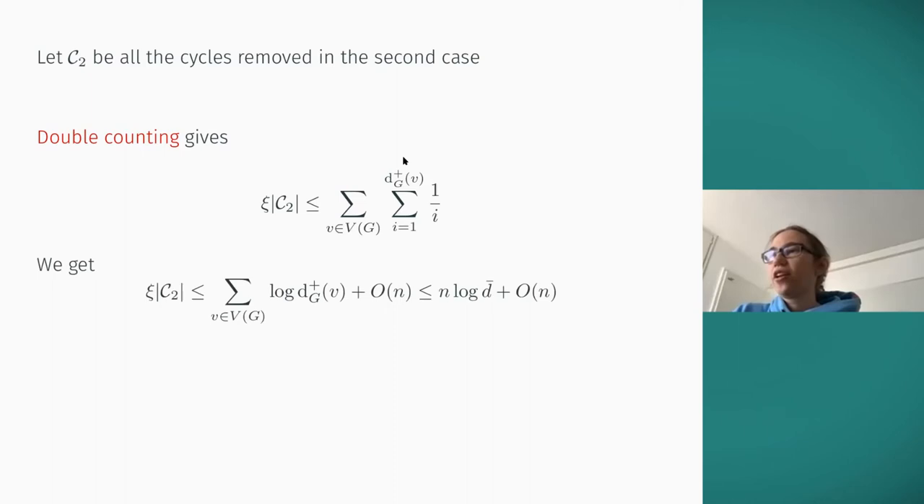I can upper bound this by some logarithm, and then I get that the total contribution of this is at most, the total weight is at most something, and then I know that every cycle has some certain weight, so I get an upper bound of the number of cycles that I used in this step. Yes, and then I just combine this. So this is the cycles I removed in the first step. This is the cycles I removed in the second step.